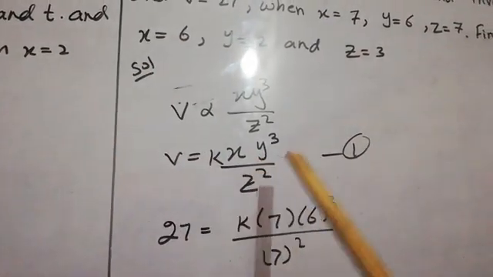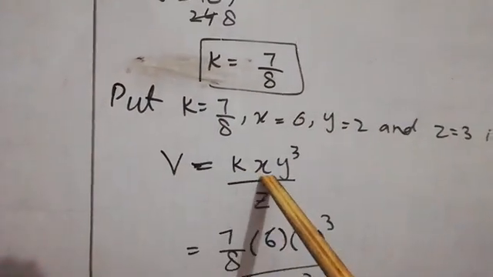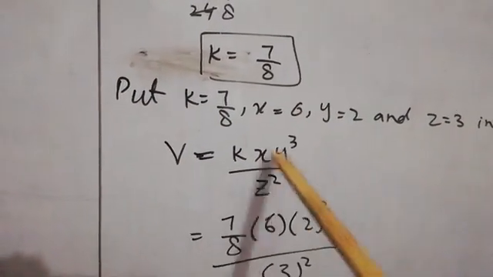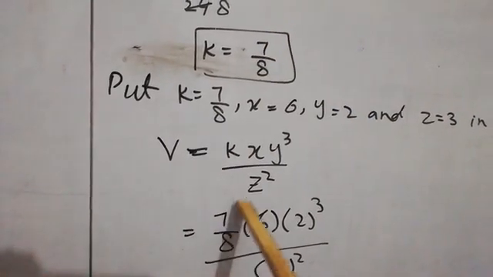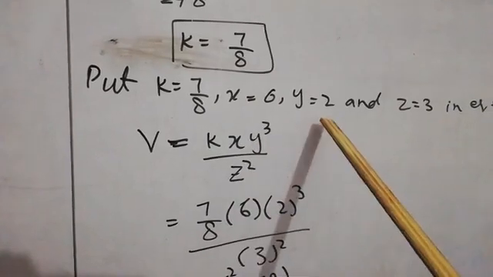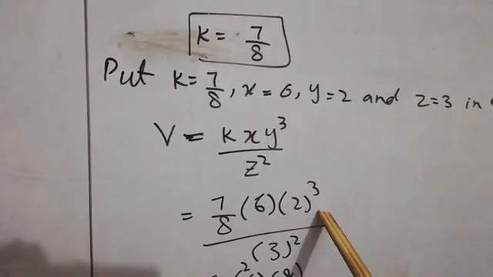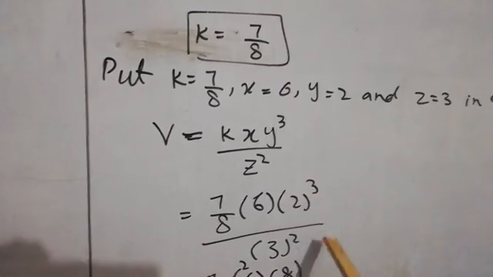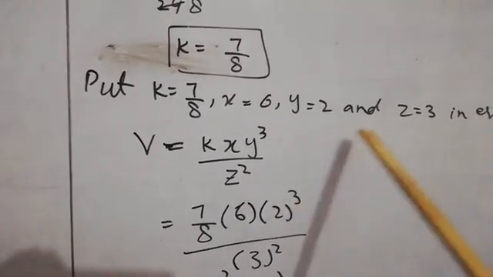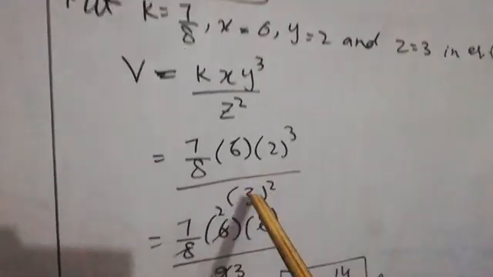Okay, now we will write equation number 1: v equals k x y cube by z square. So the value of k is 7 by 8. The new value of x is 6. The value of y is 2. Since this is y cube, we will write 2 cube. And the value of z is 3, so we will write z square as 3 square.